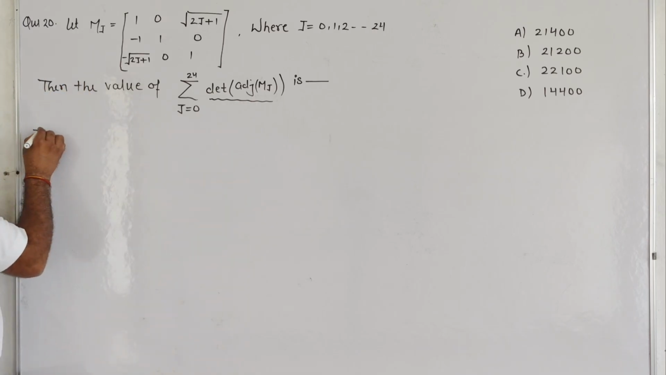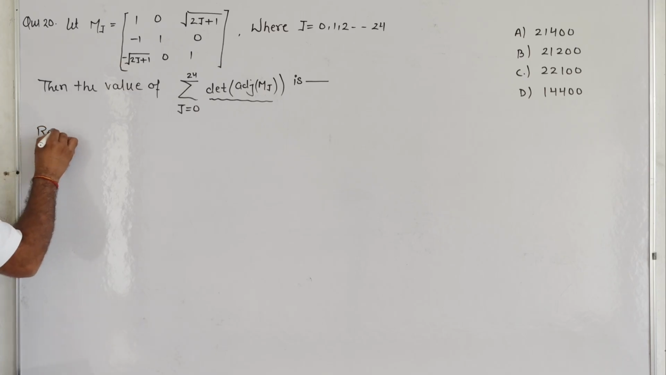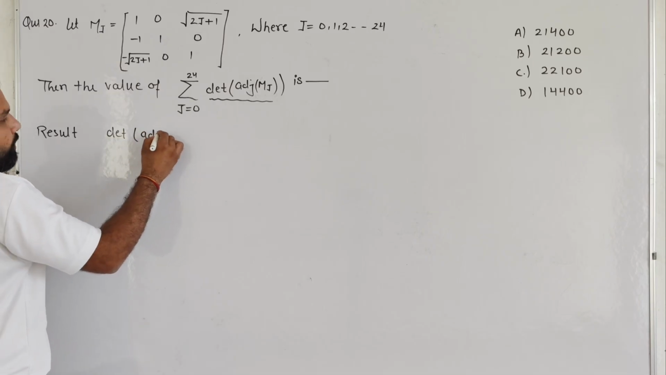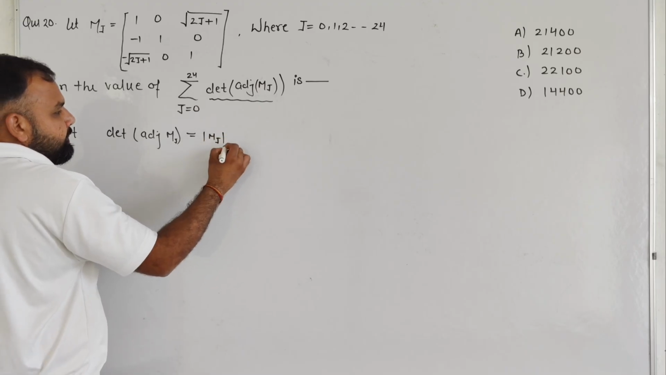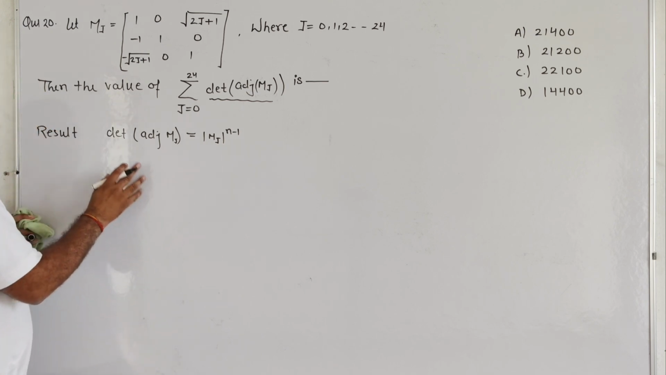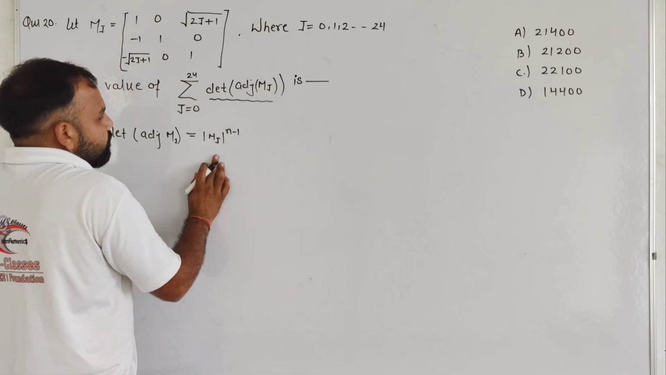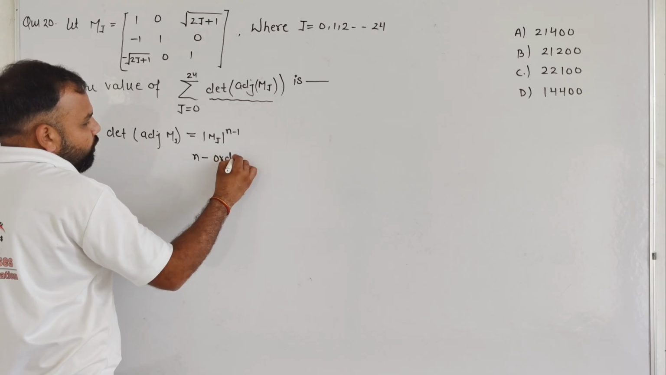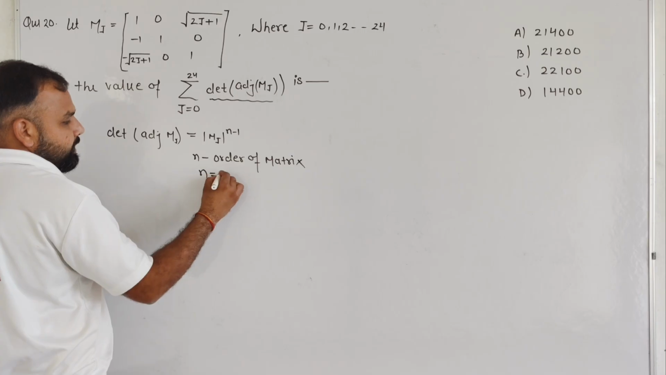Basically student, first of all you should know the result relating determinant and adjoint. The determinant of adjoint of M can be written as determinant of Mj to the power n minus 1. This is the result giving the relation between adjoint and determinant. Here n is the order of the matrix, and in this question the order of the matrix is 3 cross 3, so n is 3.